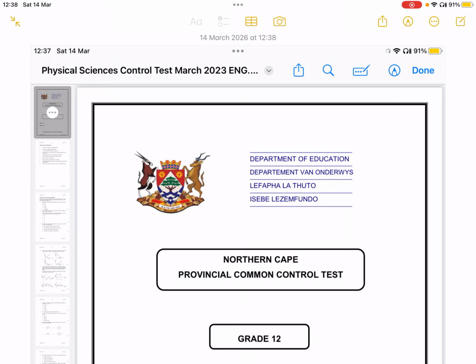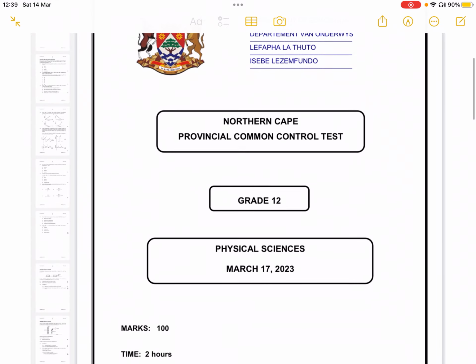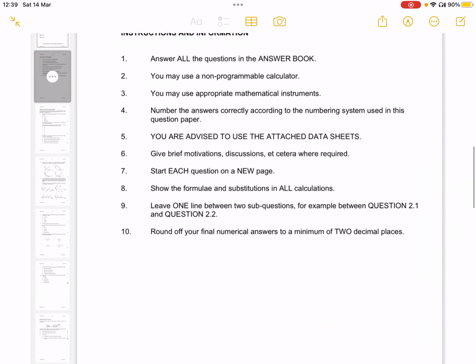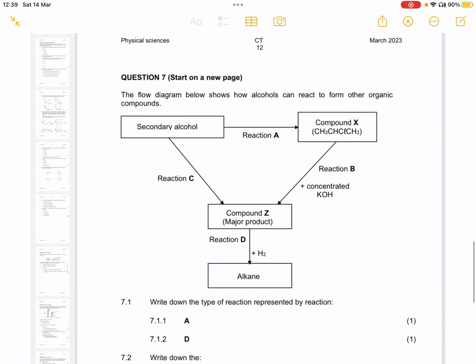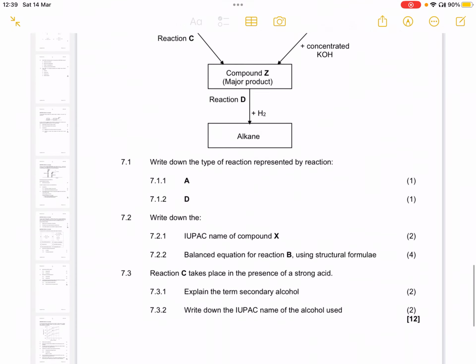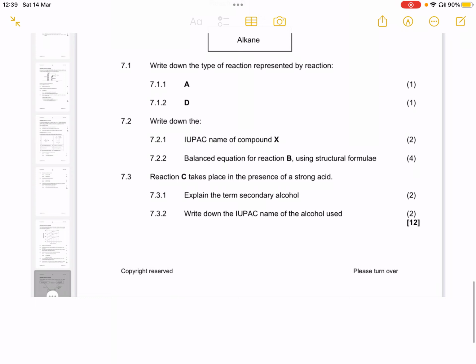We're back with our March test revision, and today we're looking at the Northern Cape Provincial Common Control Test from grade 12 for Physical Sciences. Our base question is question 7, which is part of organic chemistry, where they talk about flow diagrams with reactions. The first question says, write down the type of reaction represented by reaction A.